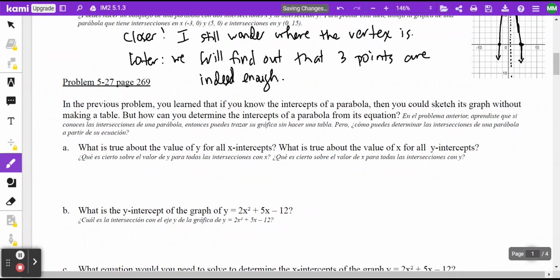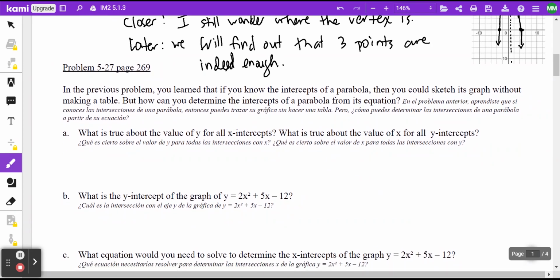Okay, next problem, 5-27. In the previous problem, we learned that if you know the intercepts of a parabola, then you can sketch its graph without making a table. All right, cool, but how do we find the intercepts of the parabola if we're given its equation? Let's think about it. First of all, what is true about the y value for all x-intercepts?